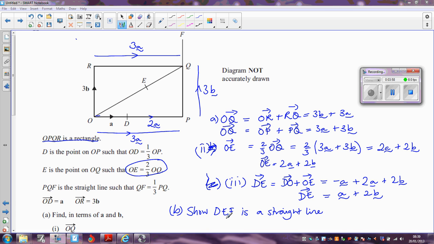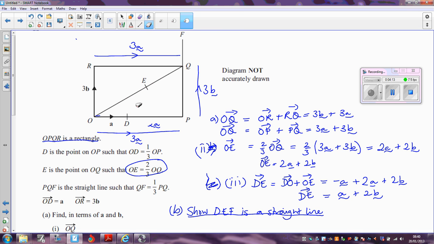Right, the next part of the question asks us to show, using a vector method, that DEF is a straight line. Now I can spot from part 3 here that I've already found the vector DE. So I already know, oops, that wasn't very straight. I've already found the vector that takes me from D to E. Let's use a line instead, might make it a bit neater. So we've found this one here.